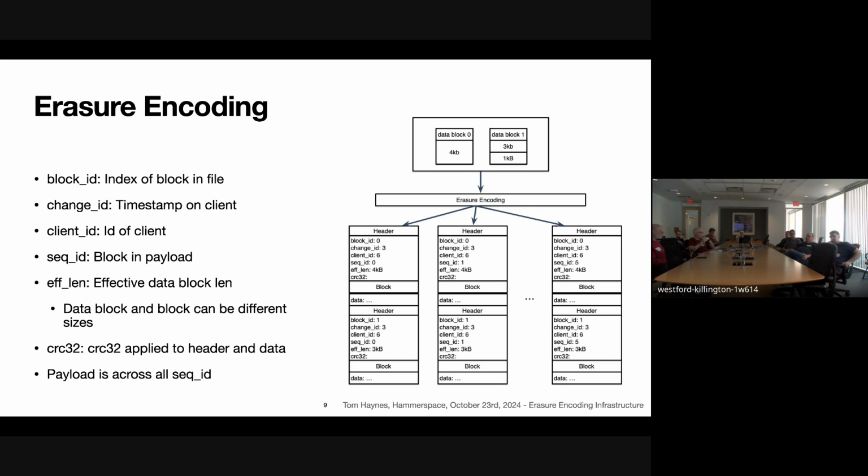The sequence ID is basically which block you are in the payload, and when you read the block back in, it allows the coding algorithm to determine the order of the blocks so that it can apply its algorithm on them. The effective length, remember I talked about the data block and the block can be different sizes. So the effective length allows you to say, in the example, one of them's at 3 kilobytes, and that allows you to make sure that you reconstruct the data appropriately. And the CRC32 is applied to the header and data. I've got another slide that shows this explicitly. And again, the payload is each one of these going across. Why did you choose CRC32?